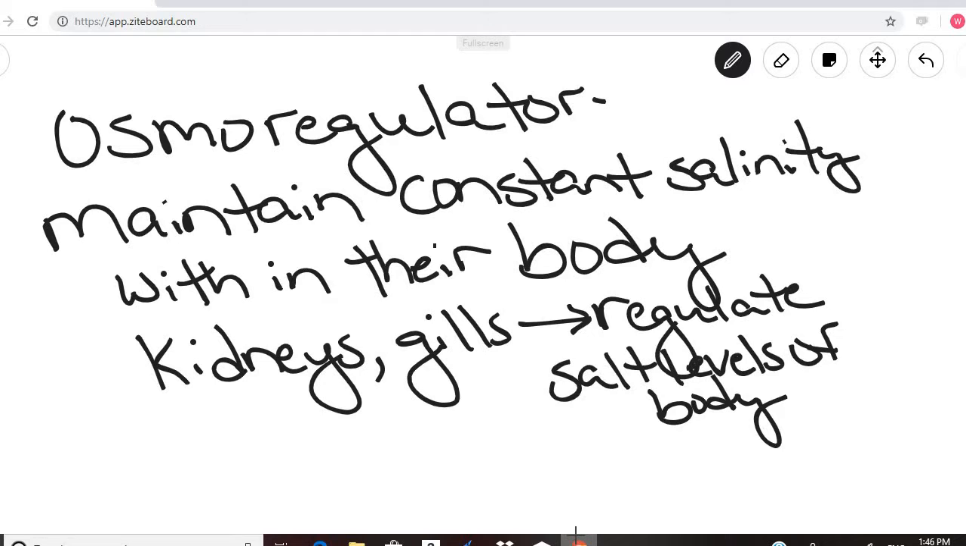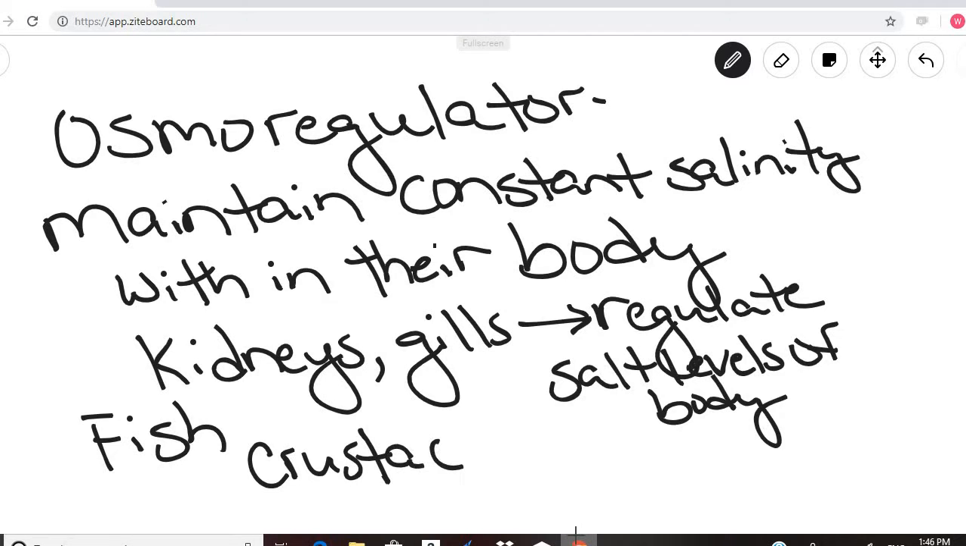So organisms that are osmoregulators, most fish are osmoregulators, and also crustaceans like crabs and lobsters and crayfish. Though they are osmoregulators.